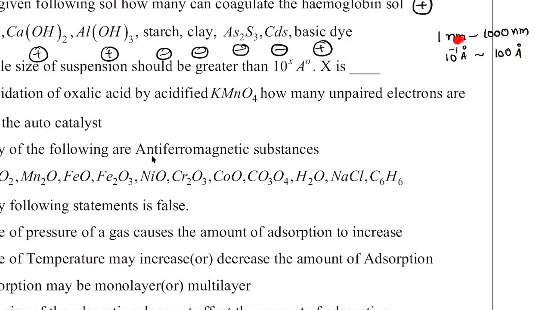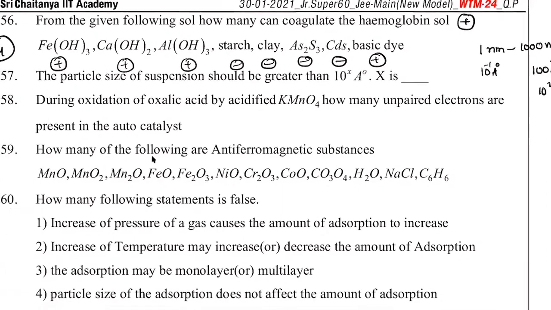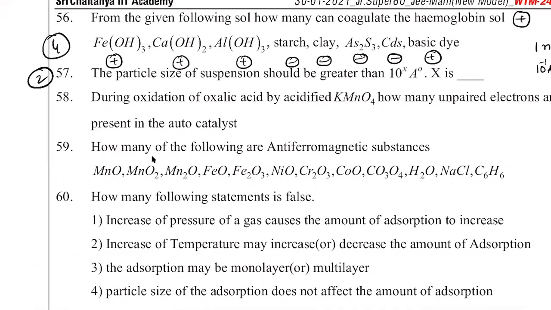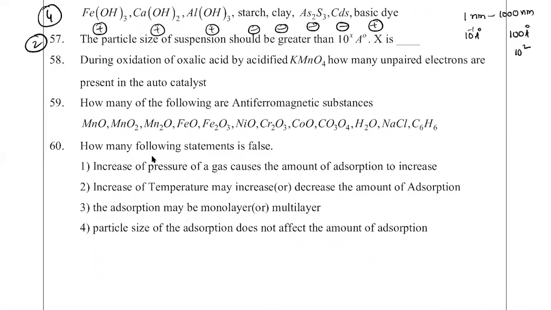Okay, because when you're writing in terms of nanometer, you express that in Angstroms here. Sorry, I made a mistake here. So 1 nanometer is 10 raised to power of minus 1 Angstrom, and this is 100 Angstrom, which is 10 raised to power of 2. So X should be equal to 2. So suspension particle should be greater than 10 raised to 2. Okay, I guess that is clear.